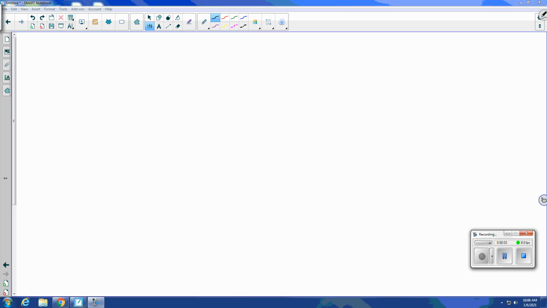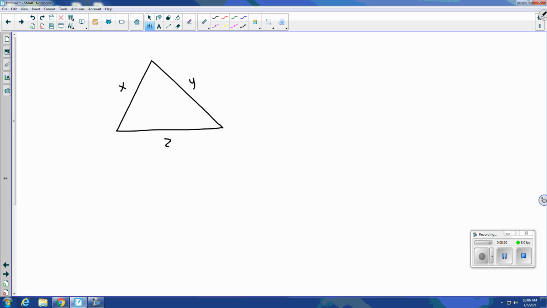The triangle inequality theorem says that if we take two sides of a triangle and we add them together, it should always be greater in length than the third side. So if we say this is length x, y, and z, then we know it must be true that if we add together any two sides, it should always be greater than the third.